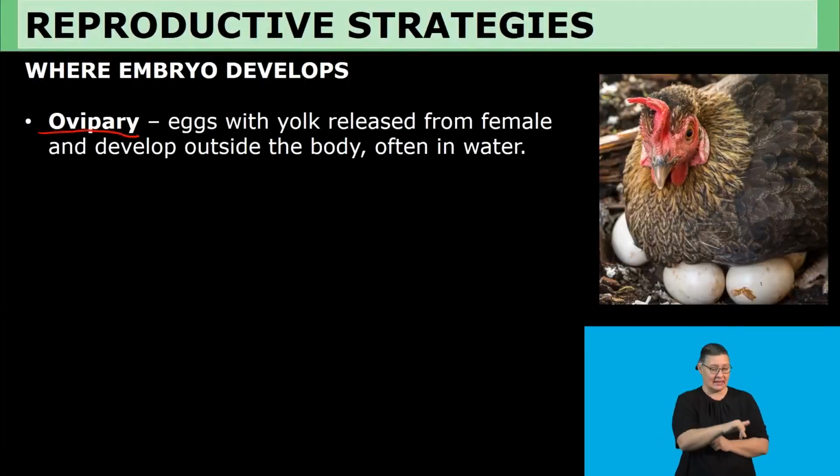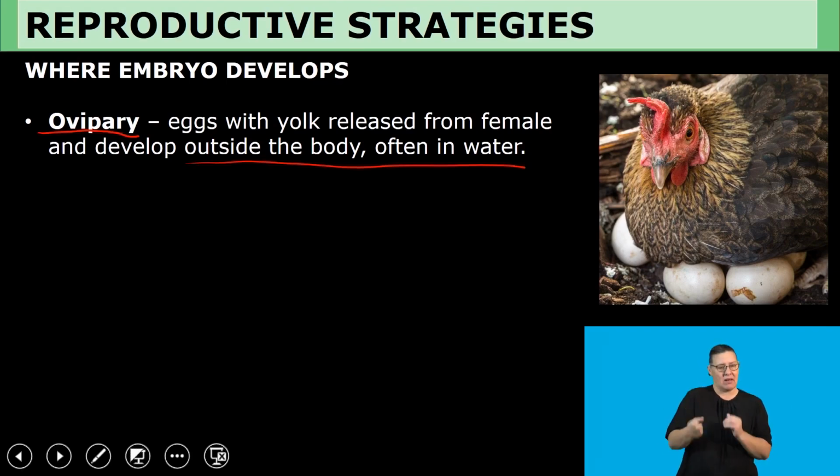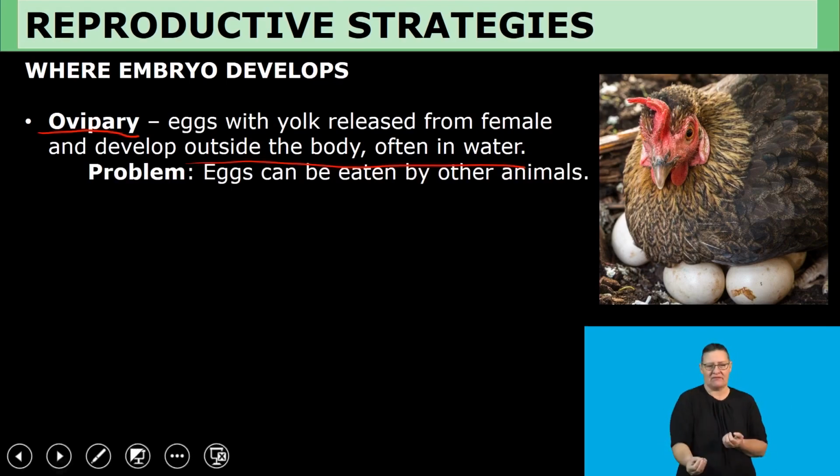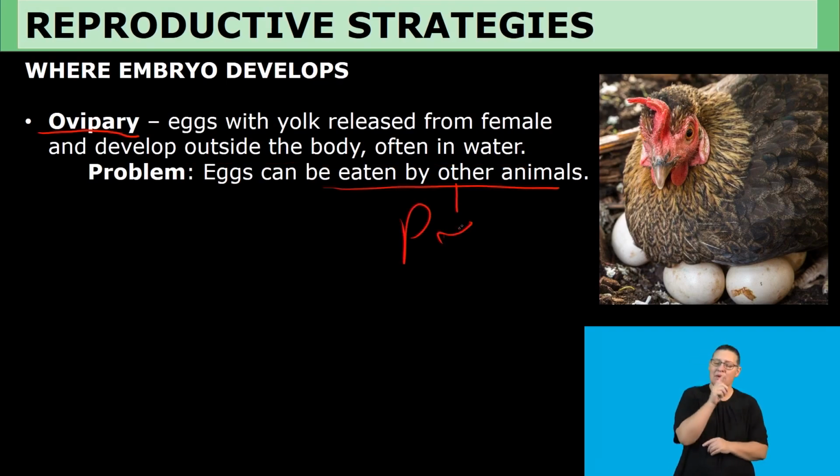Ovipary: eggs with yolk released from female and develop outside the body, often in water. We can relate this to external fertilization because the eggs are laid outside. And the problem with ovipary is that eggs can be eaten by other animals. If we speak about eggs being eaten by other animals, we are talking about predators. You've got a good background on predation. So when eggs are laid outside, in ovipary, they can be eaten by predators.